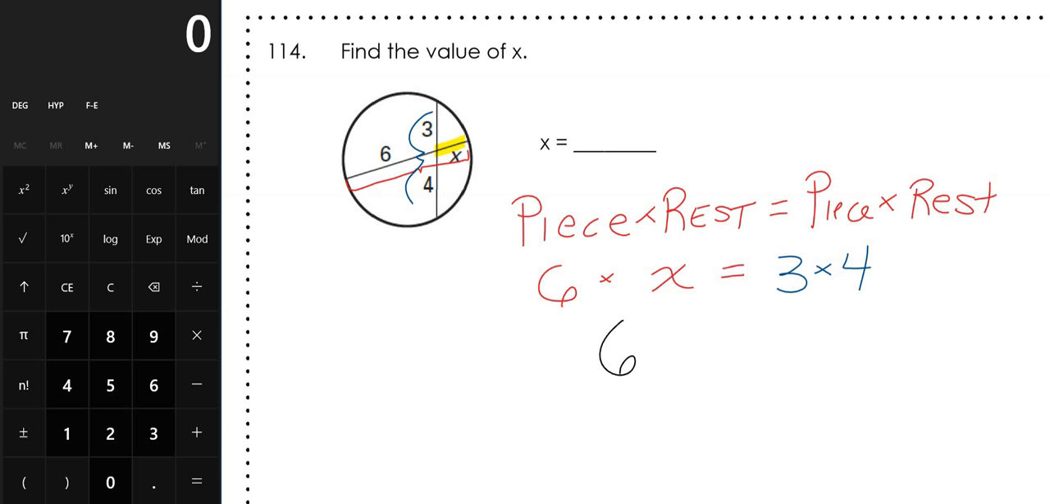6 times x is 6x. 3 times 4 is 12. Divide both sides by 6, and x should equal 2. So x has a length of 2. I don't know if this is inches or centimeters, but it's 2.